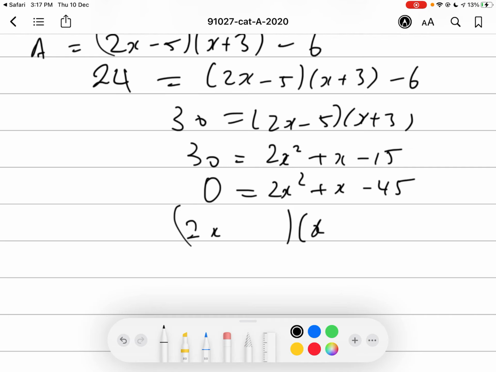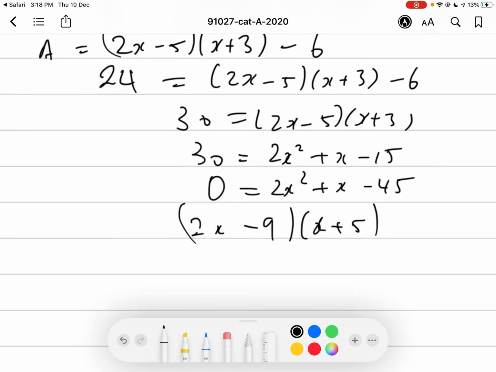Okay, so now we need to find the factors of 45. We have 5 and 15, and 5. So 15, not 15 and 5, 15 and 3. So 15 and 3. 9 and 6. No, 9 and 5, sorry, 9 and 5. Yeah, 9 and 5. So we have plus 5 here, and we have negative 9 here.